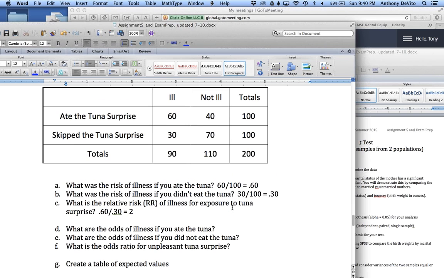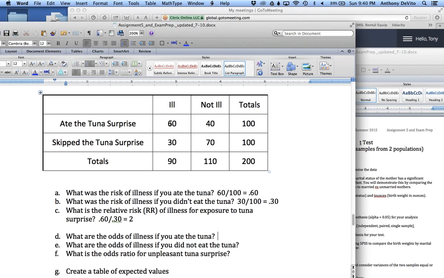The way you calculate the odds is a little bit different. We calculate the odds as say 60 to 40. 60 out of 100 people, 60 got sick, 40 didn't get sick. So the odds of getting sick versus not getting sick are 60 to 40. That's going to be equal to 1.5.